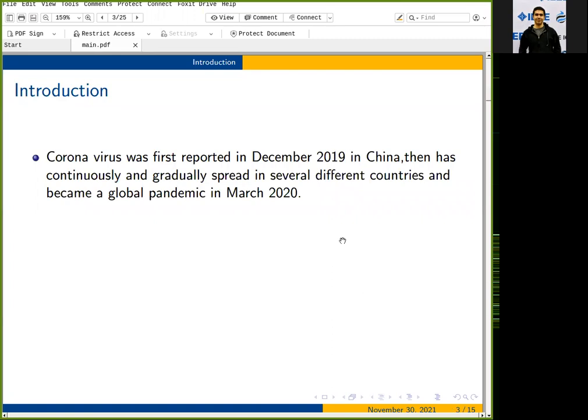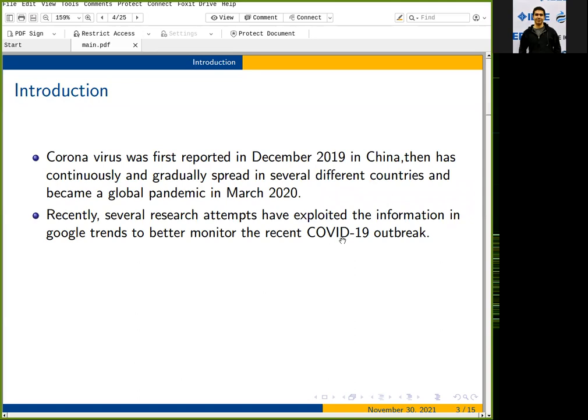So first, we start with what is coronavirus. All of us know coronavirus. It is a fever virus that started in 2019 in China, then continuously and gradually spread in several countries and became a global pandemic in March 2020. Schools are closed, airports are closed, many industries and operations are affected. And now recent attempts have exploited the information in Google Trends to better monitor the recent COVID-19 outbreak.